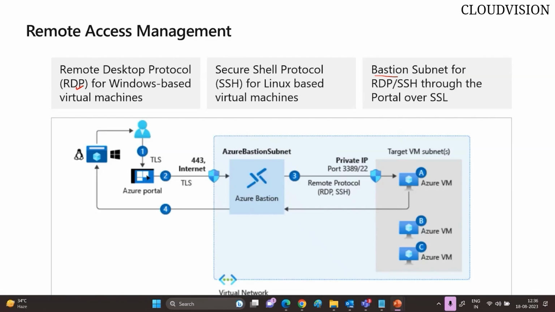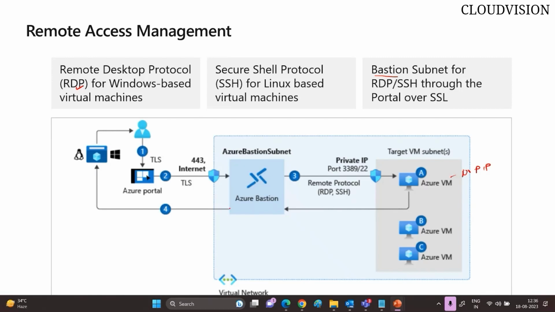Now you have 3 VMs on your backend as a target, for which you want to take remote access. So we do not directly expose these VMs, VM A, B, C, over the internet. What we are doing through the Bastion, we are taking the remote access of these machines over TLS, and only from the portal it's possible to take the remote access. That means these VMs are not exposed over the public internet. No public IP is required for these VMs. So we are taking remote RDP SSH of these VMs over TLS through the Azure portal.